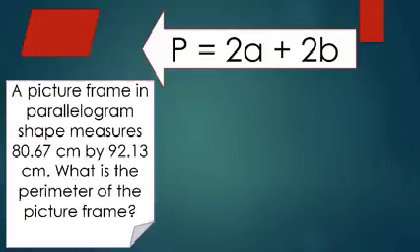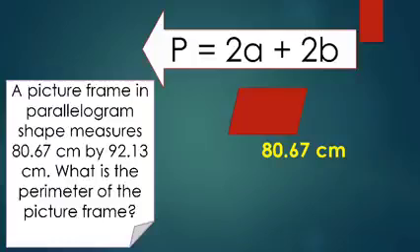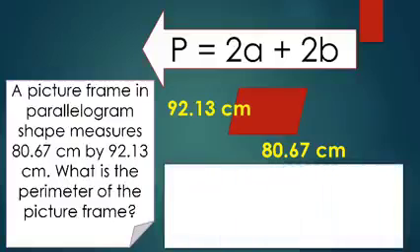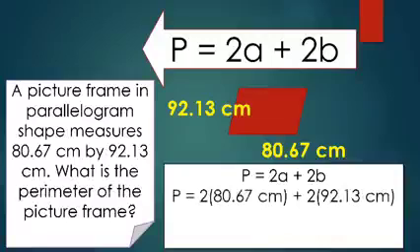Another one. A picture frame in parallelogram shape measures 80.67 centimeters by 92.13 centimeters. What is the perimeter of the picture frame? So we have your picture frame in parallelogram shape with the following measurement. 80.67 centimeters length and its width is 92.13 centimeters. Using the formula, P is equal to 2A plus 2B. Substitute, again, lahat ng A magiging 80.67 centimeters. Lahat ng B magiging 92.13 centimeters.